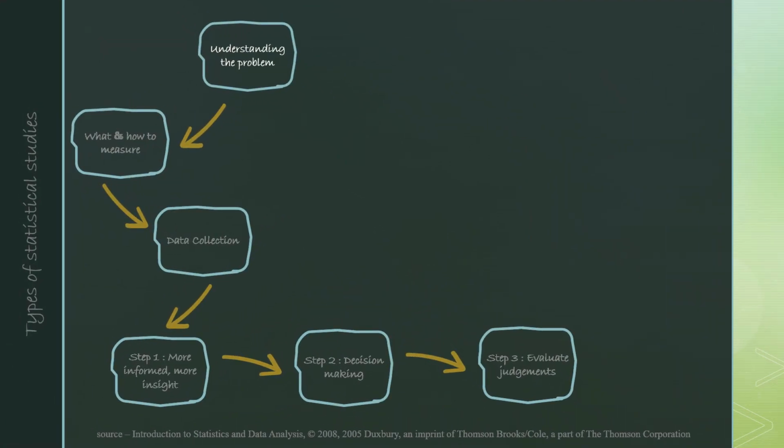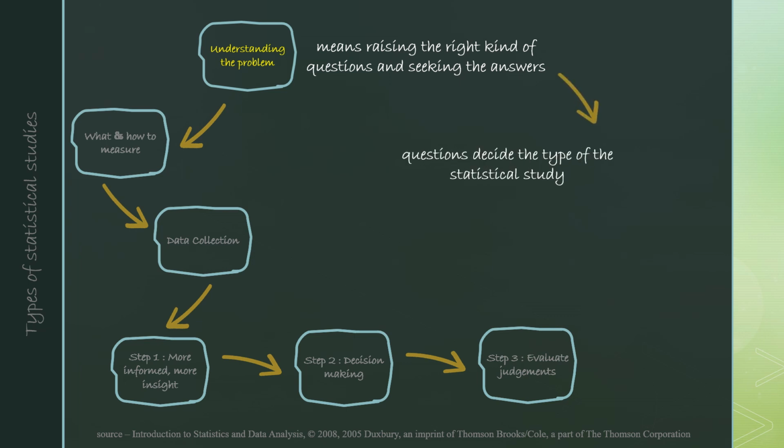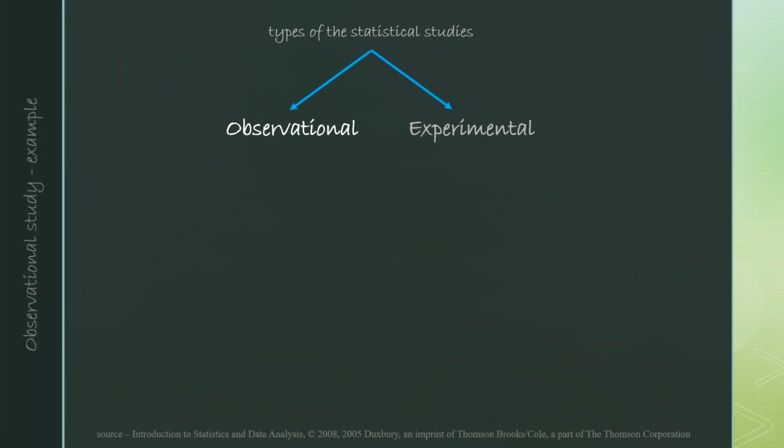The correct understanding of the problem under the statistical study means raising the right kind of questions and seeking the answers. The right kind of questions decide the type of statistical study being carried out. There are two types of studies. One, observational, and two, experimental. Types of the statistical studies. Observational.